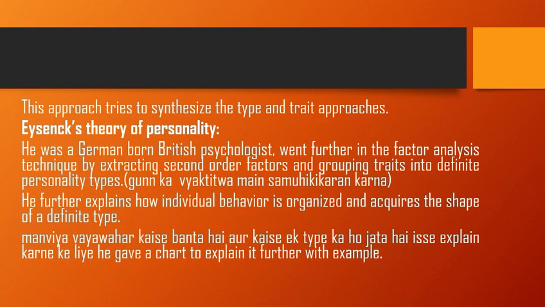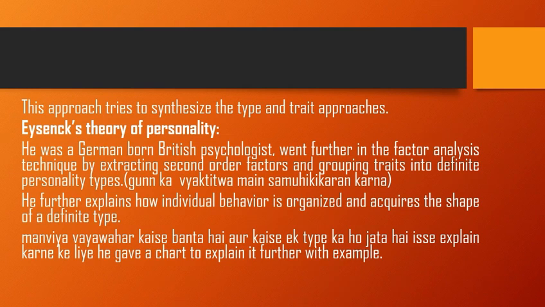This type-cum-trait approach tries to synthesize the type and trait approaches both. While Cattell tried to use the factor analysis technique to give some basic dimensions to personality, by enumerating 16 basic traits, Eysenck went a step further in adopting the factor analysis technique by extracting second-order factors and grouping traits into definite personality types.